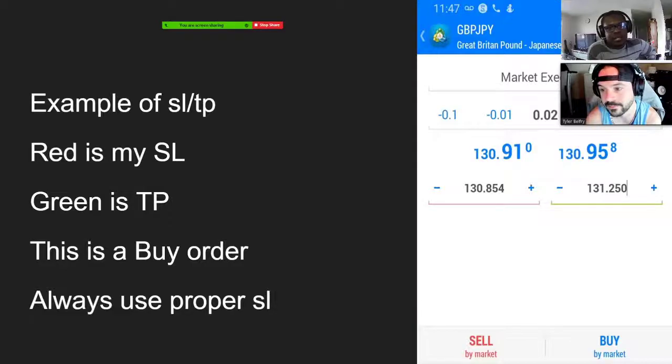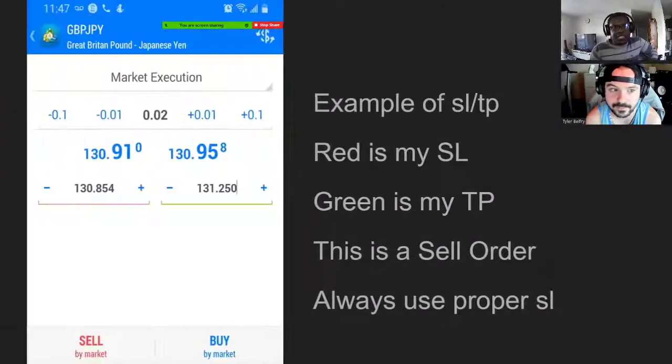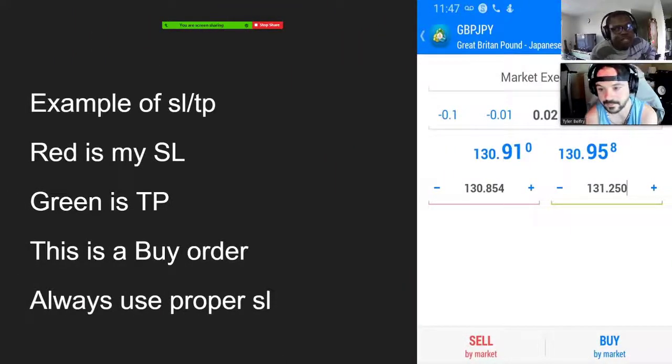No. When you sell, you can still make money. So in the first example, I'm buying GBP/JPY, and the green is where I want my take profit to be. And the red is like me saying to the market, hey, if it does go below here, I only want to lose this much of my money. I don't want to keep losing it.